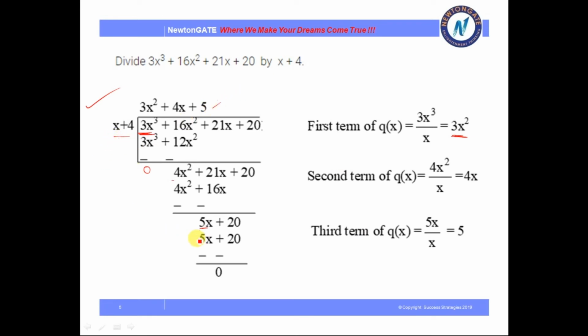So 5 into x gives us 5x and 5 into 4 gives us 20. Again we subtract and we see that we have no remainder left. So this is a process of long division by which we can also find out other different factors. So we see that the polynomial 3x cube plus 16x squared plus 21x plus 20, when divided by x plus 4, gives us 0 as remainder. So we say this is a factor of the polynomial.